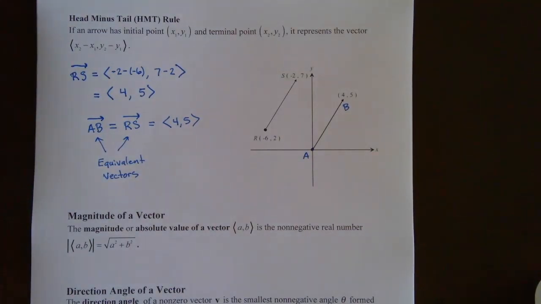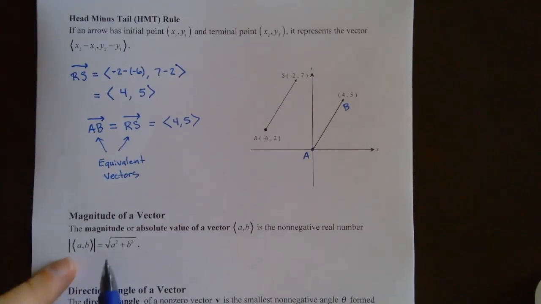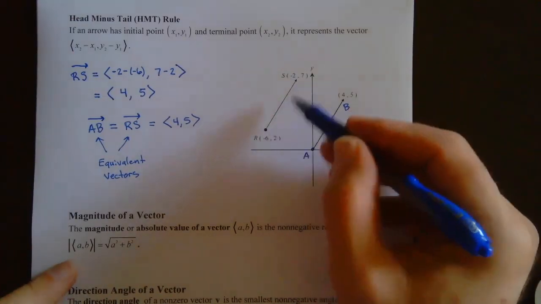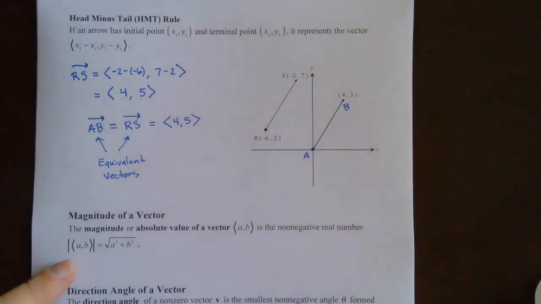Now we want to talk about the size of them. The magnitude, or the absolute value of a vector, is the non-negative real number where we do this. Now really it's just the length of this. I want you to understand that. It's just the length.